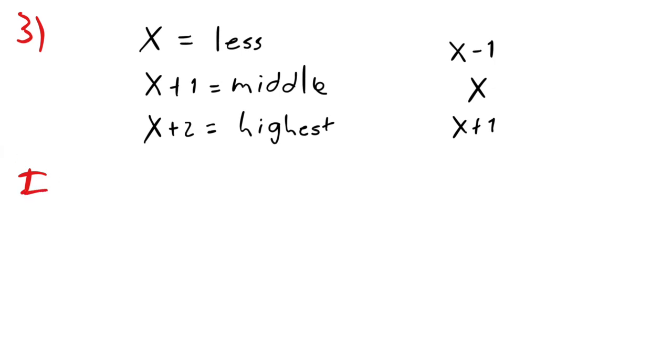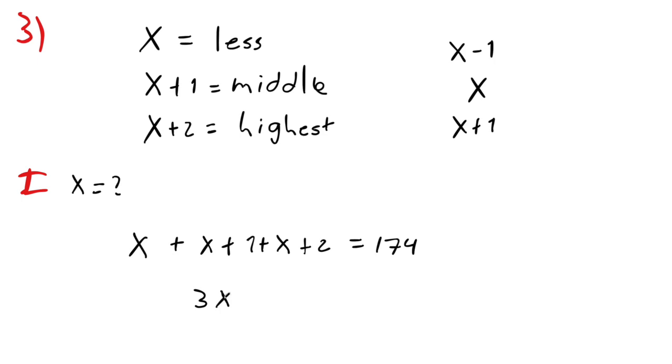The first step is to find, of course, the x value. And so, we know that the lower value plus the middle value plus the highest value is equal to 174. Therefore, x plus x plus 1 plus x plus 2 is going to be equal, of course, to 174. How many x's do we have? We have 3. What does the numerical value give us on the left side? It gives us 3. And 174 remains as that.